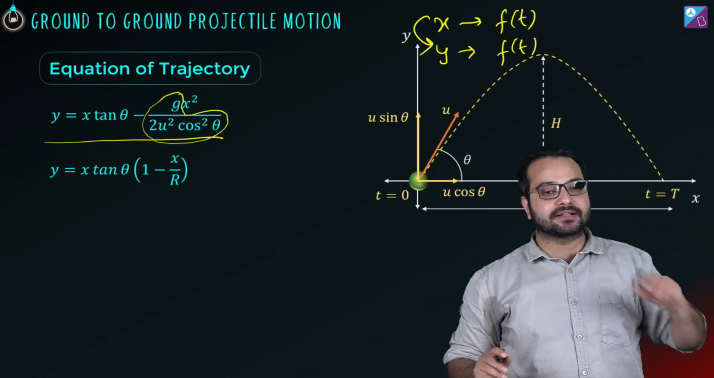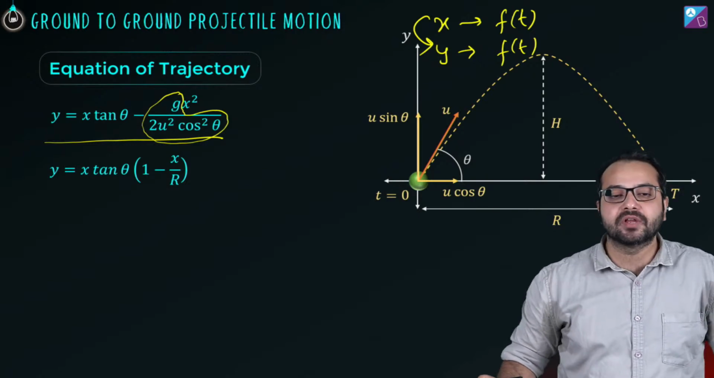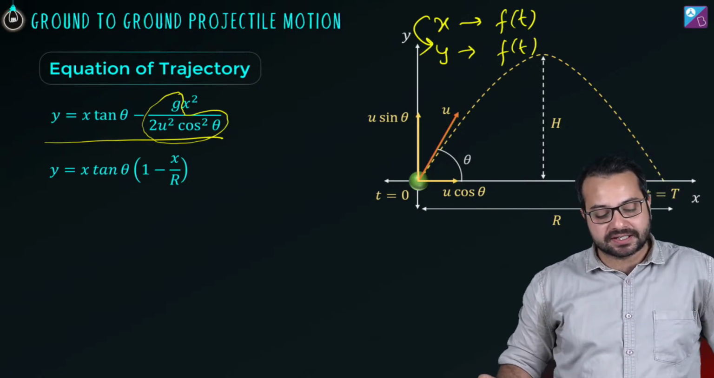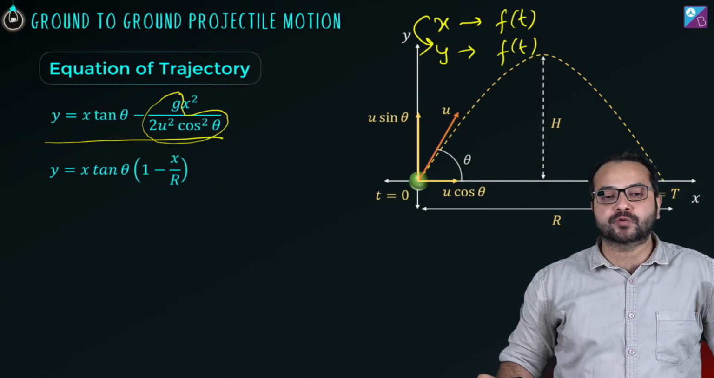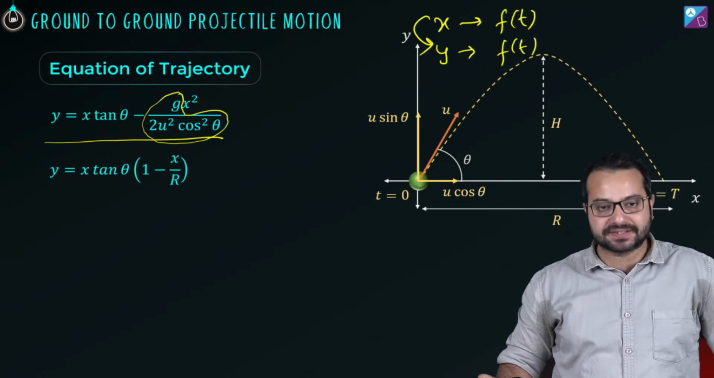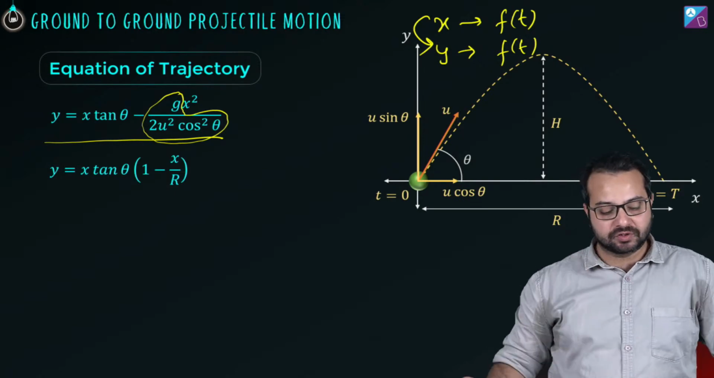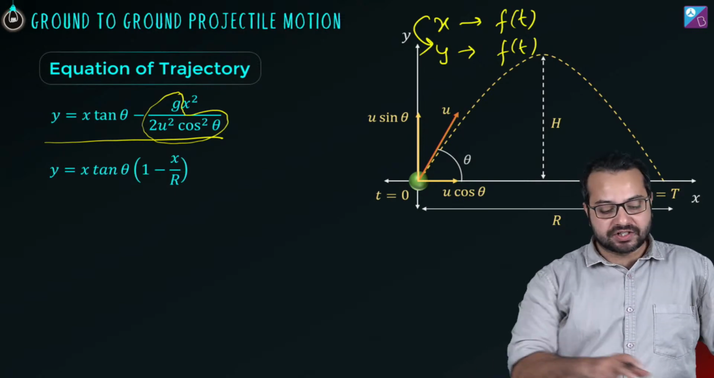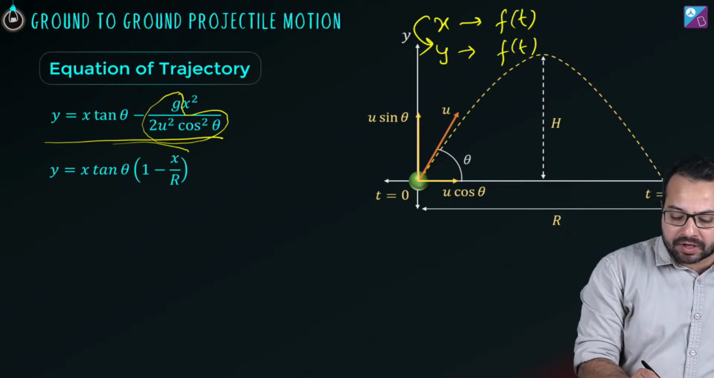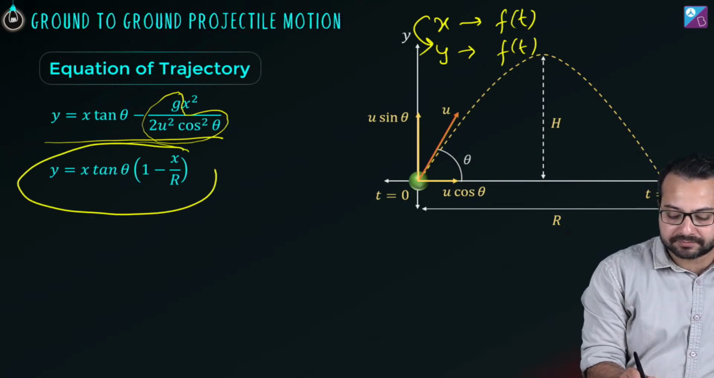आप इसको याद रख सकते हो, ठीक है, नॉट वेरी डिफिकल्ट. y is equal to x tan theta minus gx square upon 2u square cos square theta. You can remember this. ठीक है, डिराइव करने में बहुत टाइम लगेगा, डिराइव नहीं करना, इट विल टेक अ लॉट ऑफ टाइम. ठीक है, सो आई एम टेलिंग यू अ सिंपलर फॉर्मूला.